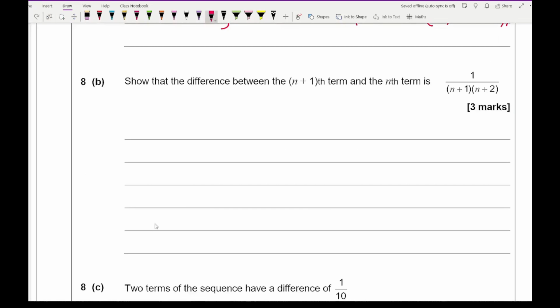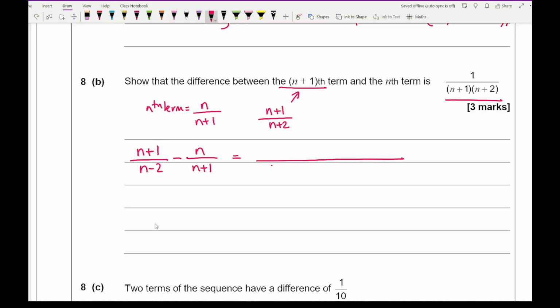Well, we know that this is n plus 1 over n plus 2. This is the next term, so the nth term is n over n plus 1. So then all we need to do is just take these two things away from each other. Now what we want to do is have a common denominator. So our common denominator is going to be n plus 1, n plus 2.